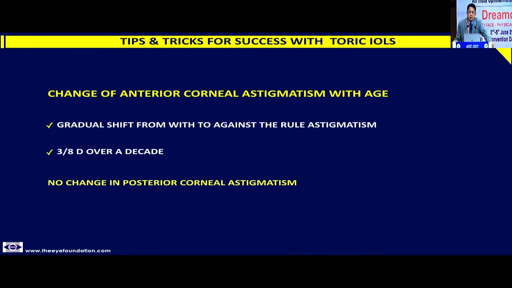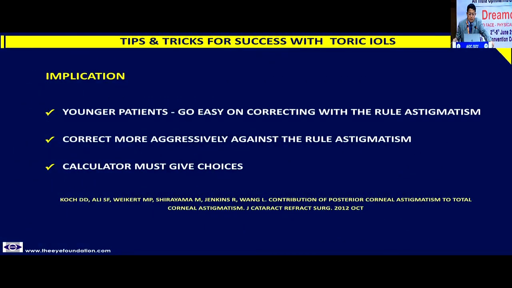So obviously, if it's a young patient presenting, say a pediatric cataract presenting with with the rule astigmatism, I would be wary of taking on that patient, because not only is it going to change with time, but the posterior corneal astigmatism is also going to partly compensate for that, and this is something you need to keep in mind. This is exactly what's mentioned here. The calculator must essentially give you choices as to what exactly is the toricity that you need to incorporate in this intraocular lens.